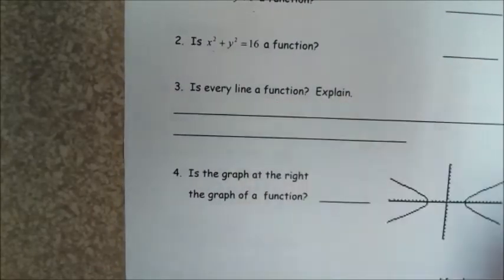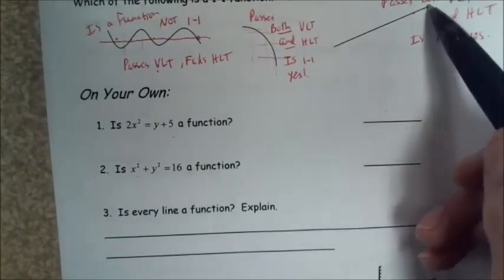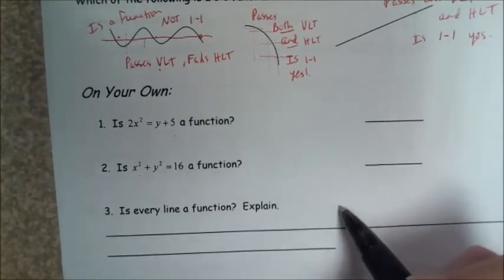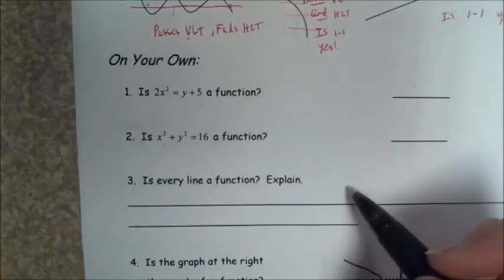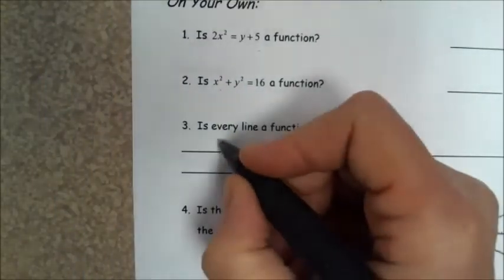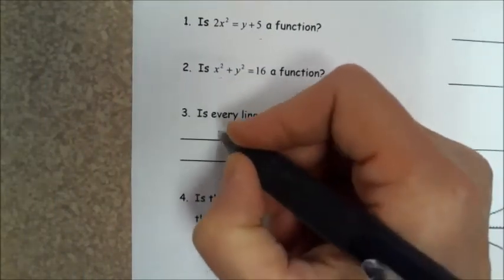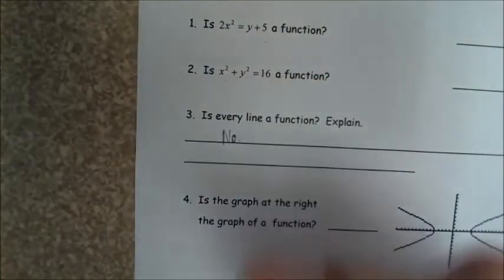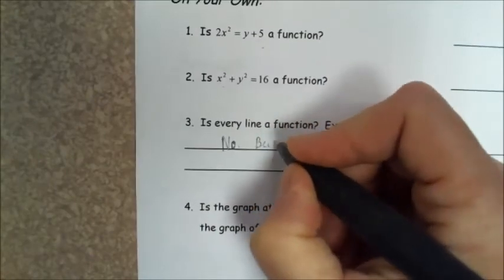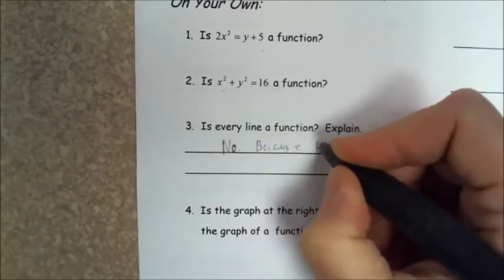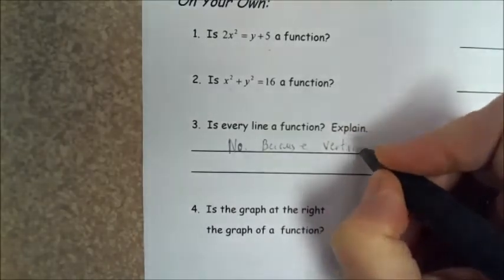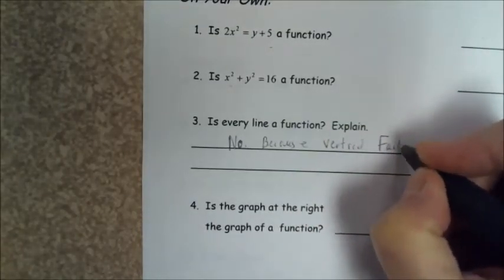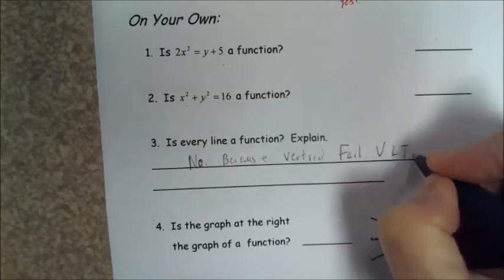Is every line a function? I wonder. Here's a line. That's a function. That'll pass. What about a horizontal line? How about a vertical line? Every line is not a function. The answer is no. And that is because vertical lines fail the VLT.